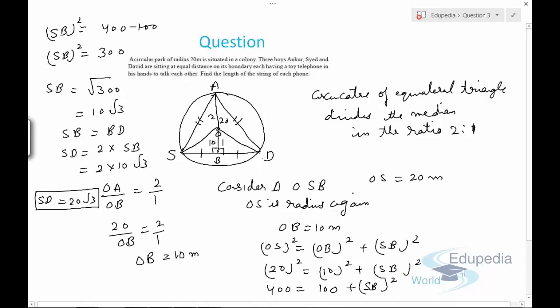Right? So if SD is 20 under root 3, then AS will be the same. So we can say that the length of the string of each phone is 20 under root 3. So this is how we can solve these types of questions.